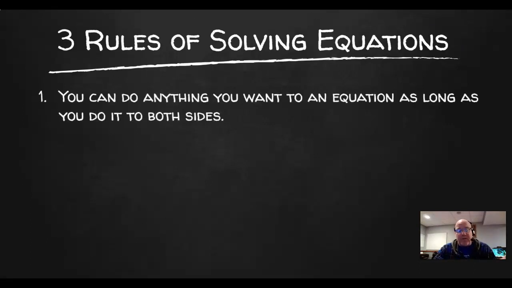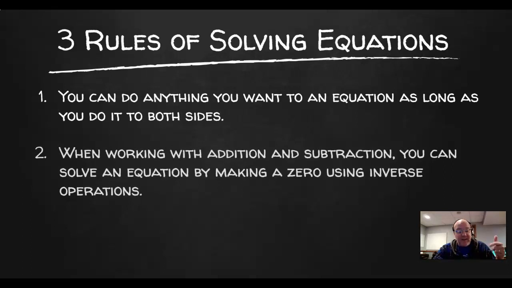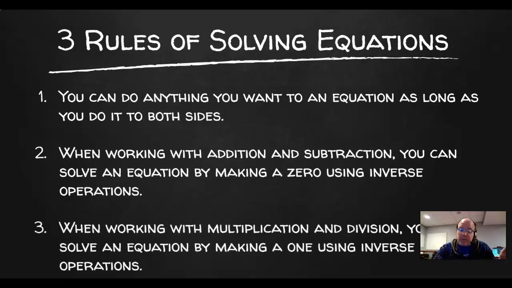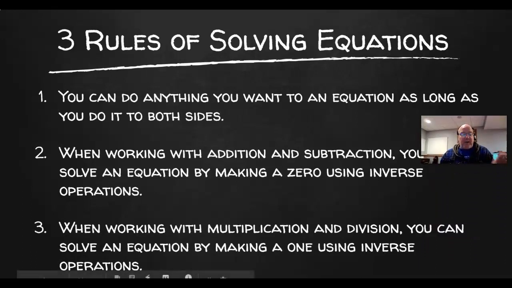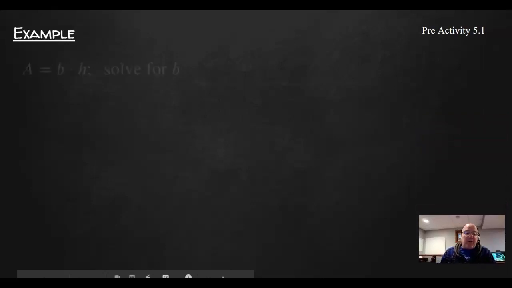So a quick review of the 3 rules of solving equations. You can do anything you want to an equation as long as you do it to both sides. If you're working with addition and subtraction, you can solve an equation by making a 0 using inverse operations, and if you're working with multiplication and division, you can do anything you want as long as you make a 1 using inverse operations.